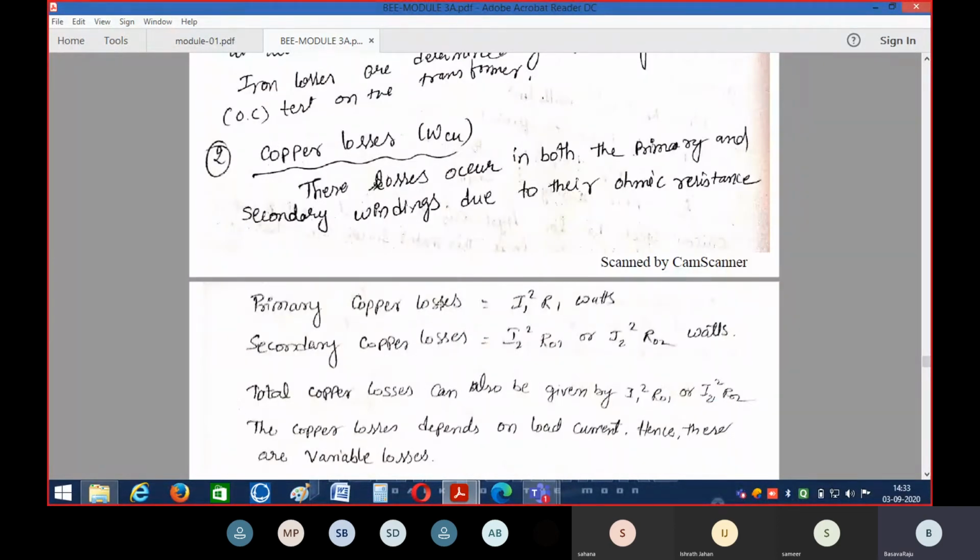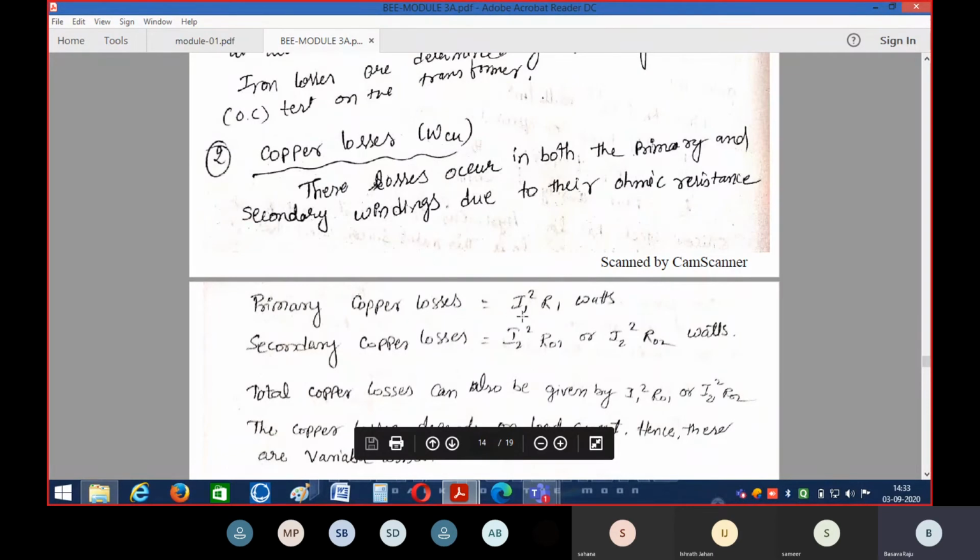The next important loss taking place in the transformer is copper loss. Again, we have two copper losses, that is primary copper loss as well as secondary copper loss. The amount of copper loss taking place in the primary winding is given by primary copper loss. The amount of copper loss taking place in the secondary winding is called secondary copper loss.